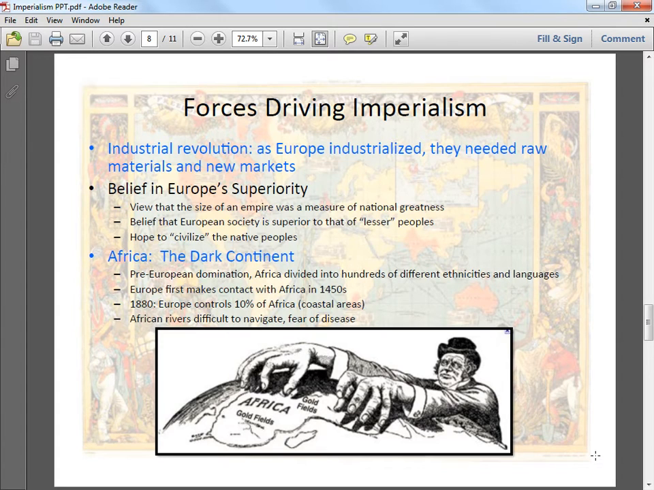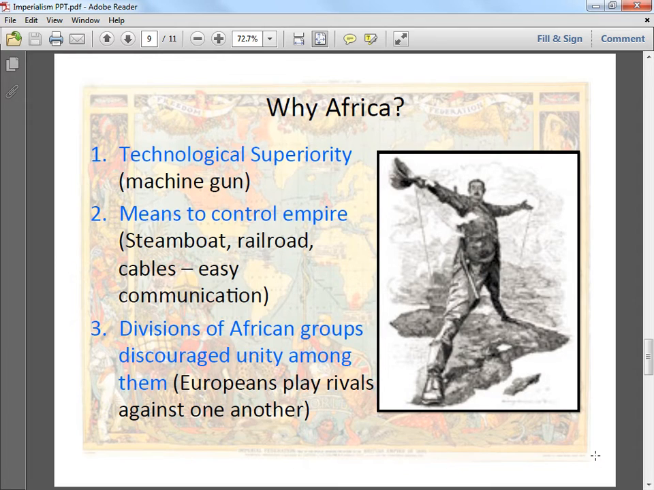Now, there are several forces driving imperialism. Again, belief in Europe's superiority, the need for markets, the belief that we need to civilize Africa. Why Africa? Well, what's on the slide is good, but really it's because that's all that was left. The Americas had already been conquered. A lot of Asia had already been conquered, though there is some imperialism in Asia at this point. But really, Africa's the last frontier.